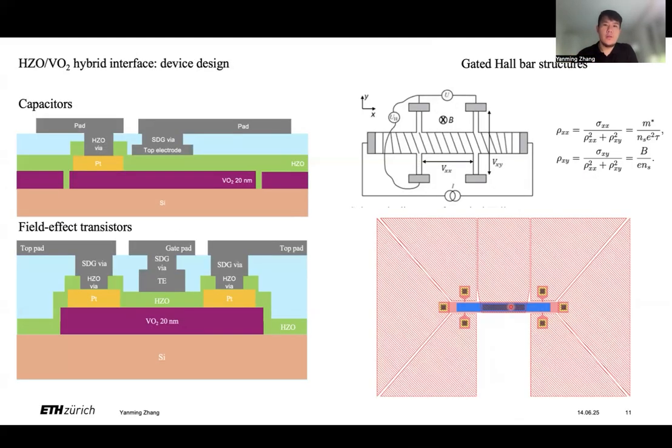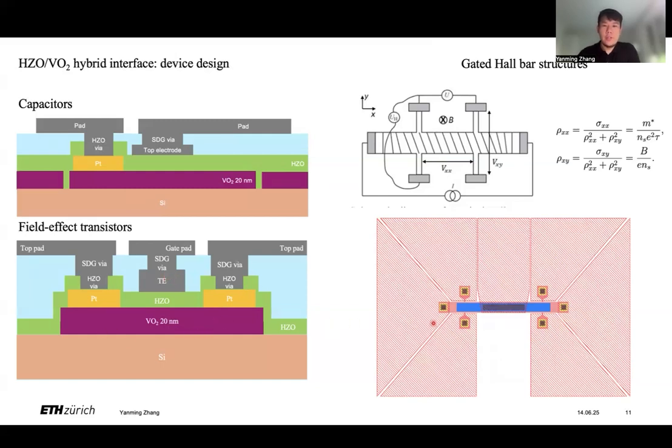To study this, we designed several devices. For the capacitors, the HZO here can be polarized into the ferroelectric phase, and the VO2 here serves as the bottom electrode for the capacitors. We also designed some field effect transistors. Similarly, the HZO here can be polarized into the ferroelectric phase by the gating effect, and we are studying the conductivity of the VO2 resistive channel.